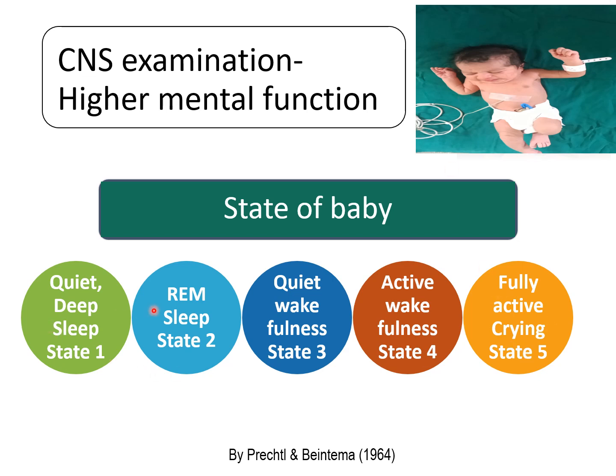So from state 1 to state 5, when baby is in quiet deep sleep, label as state 1, then baby goes into the REM sleep, it is state 2, then quiet wakefulness is there, state 3, then active wakefulness, state 4, then baby becomes fully active and crying in state 5.